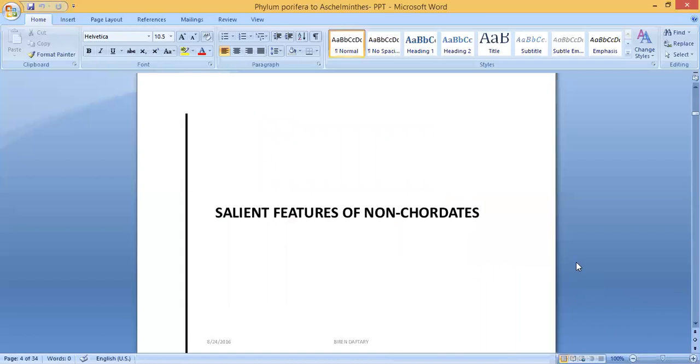Non-chordates are the group of animals without, what did you learn? These are the group without chordata. That's called non-chordates. Notochord. Chordates means there is a presence of notochord. In non-chordates, there is an absence of notochord. So now we're going to learn the salient features of non-chordates, without notochord.